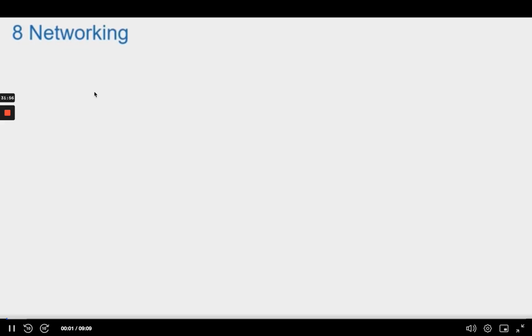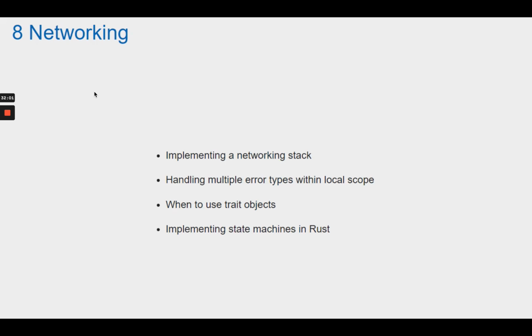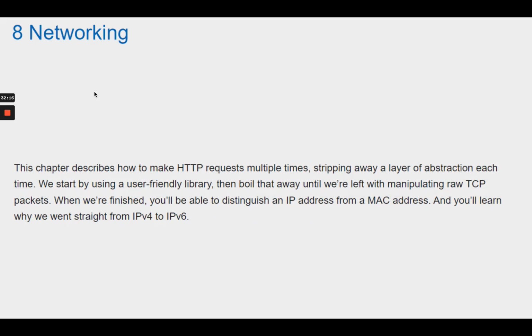Chapter 8. Networking. This chapter covers implementing a networking stack, handling multiple error types within local scope, when to use trait objects, implementing state machines in Rust. This chapter describes how to make HTTP requests multiple times, stripping away a layer of abstraction each time. We'll start by using a user-friendly library, then boil that away until we're left with manipulating raw TCP packets.